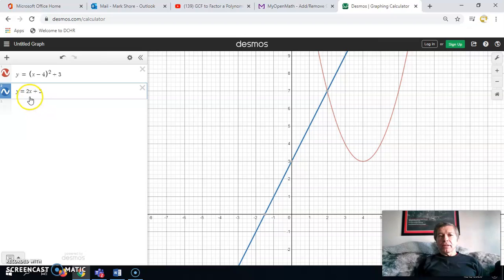Now I have to graph this line. To graph this line, I know that the y-intercept is 3, right here, and I know the slope is 2. Slope is rise over run, so from this y-intercept, rise 2, run 1, because 2 is equal to 2 over 1, rise 2, run 1, and that gives you your second point right there.